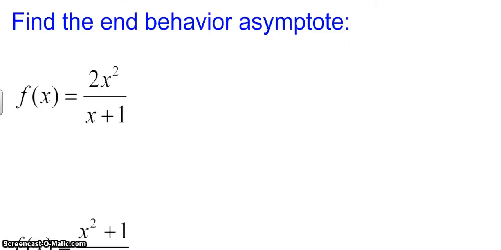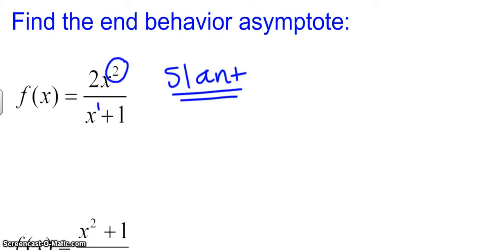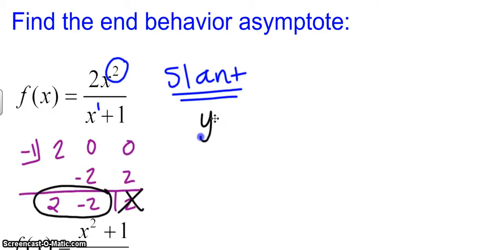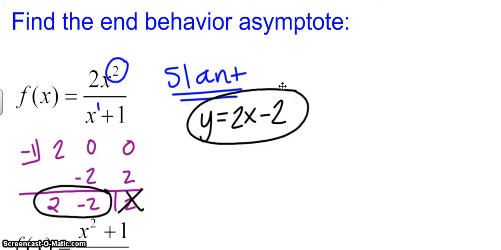Alright, this one again, looking here, nothing's going to simplify. The power in the numerator is greater than the power in the denominator, so there's going to be some sort of a slant. It's what we call top-heavy. In order to find that slant, I'm going to put -1 in the box. This is going to be 2, 0, and 0. 2, -2, 2, 2. Again, my slant asymptote is the function part of this, not including the remainder. So there's a slant asymptote at y equals 2x minus 2.